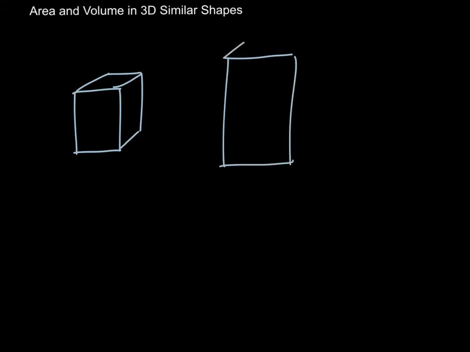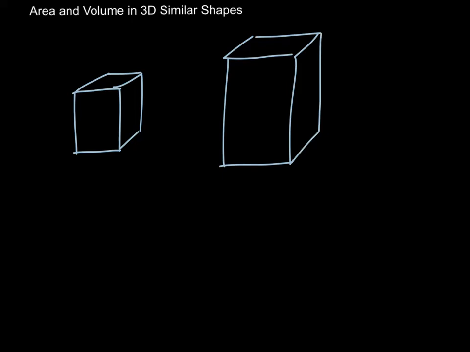Okay, then year 11, here's your lesson on area and volume in 3D similar shapes. So I'm going to start off by drawing two cuboids. Both these cuboids are going to be similar, so that means the bigger one, which I'm drawing now, is going to be an enlargement of the smaller one.